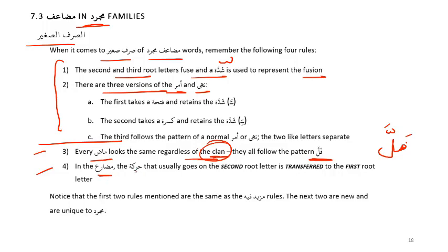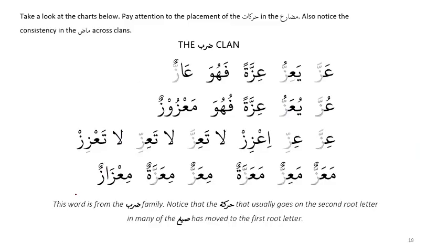Whereas in the mudare, the haraka that goes on the second letter, so daraba yadribu, the second letter has a kasra, fataha yaftahu, the second letter has a fatha, karama yakrumu or nasara yansuru, second letter has a dhamma. So the point here is that whatever is on the second letter is transferred to the first root letter. Okay, so what does that mean? So gharra yaghirru ghirratan fahuwa gharun. So what's happening over here?